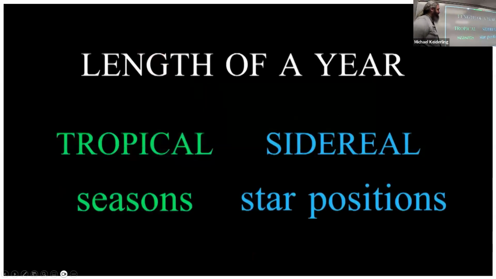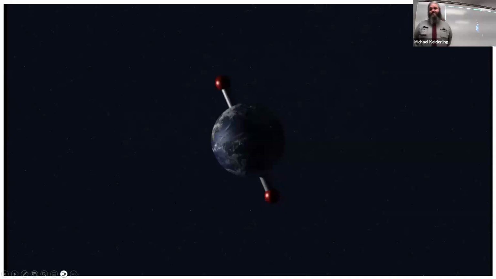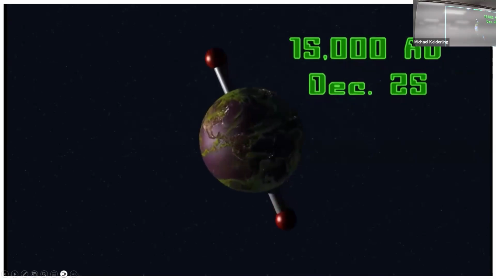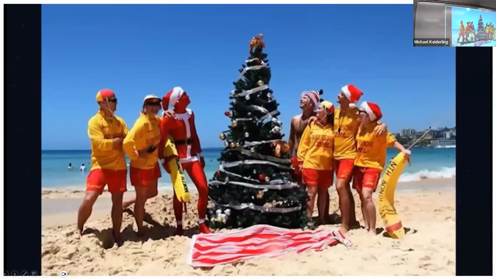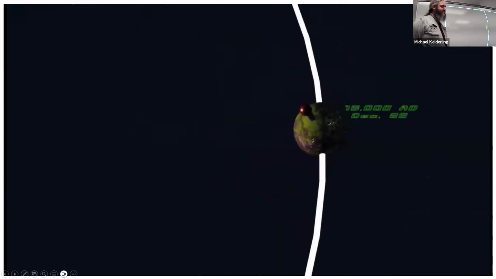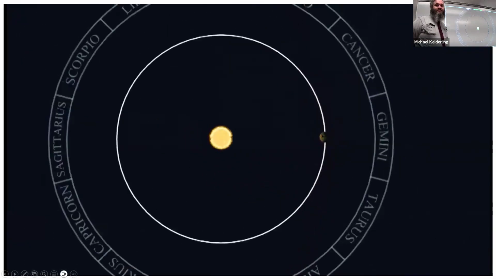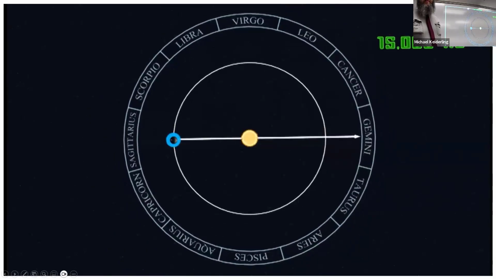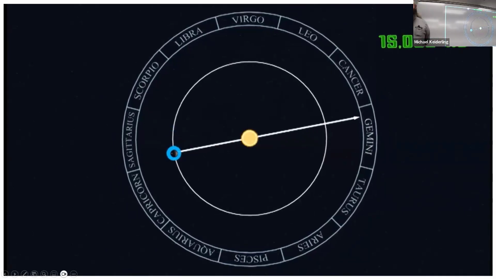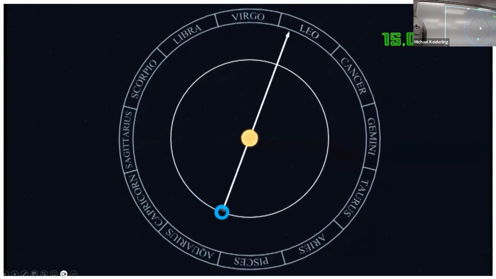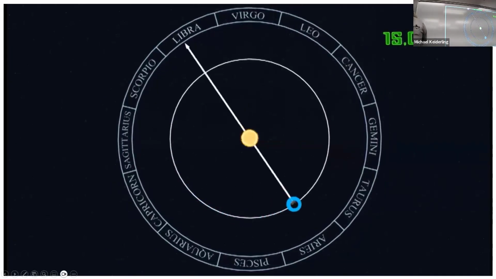What if he had used the sidereal year? Imagine it's the year 15,000 AD, and Americans are celebrating Christmas in the middle of summer. That is what a sidereal calendar would mean. Now, a tropical calendar gets the seasons right, but it puts the Earth on the opposite side of the sun in the year 15,000. And so, Geminis will be born in December, Cancers in January, Leos in February, Virgos in March. Everything will be backwards.